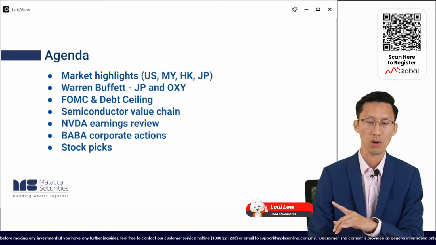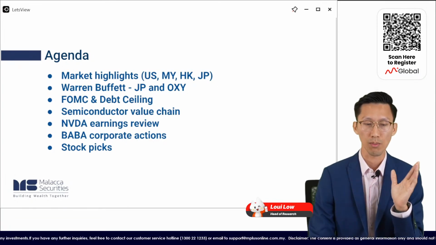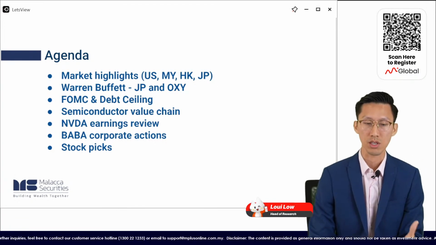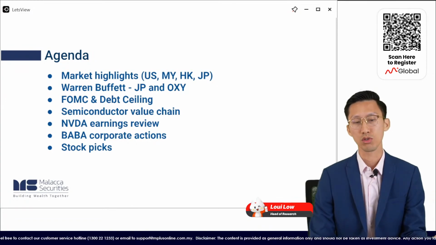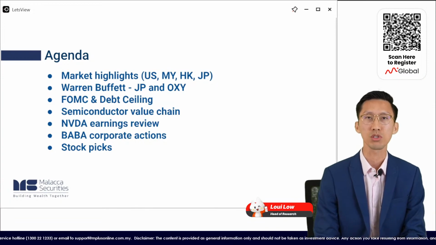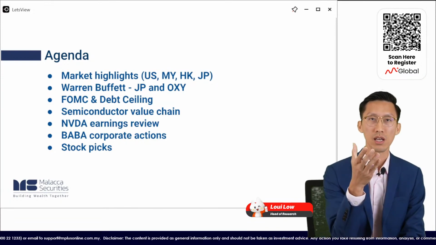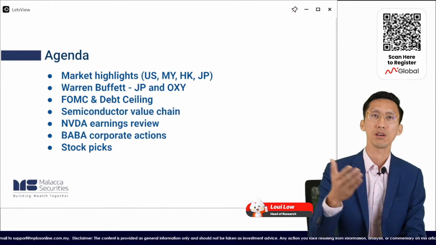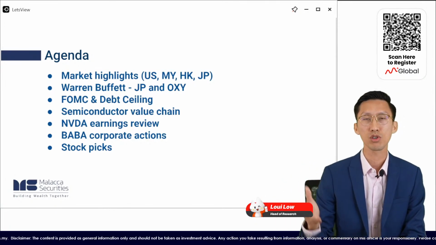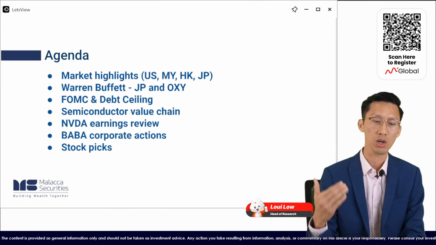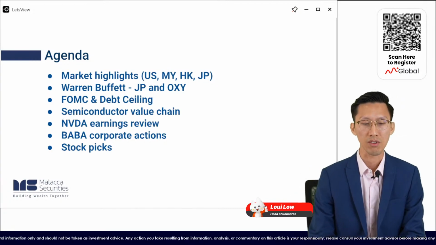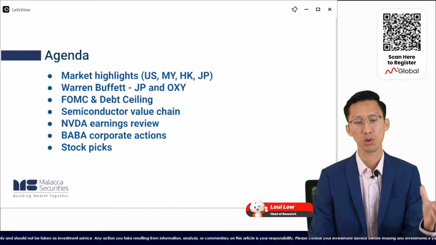We also want to talk about Oxy later on. We also want to mention the FOMC meeting minutes and also the debt ceiling, and what sort of anticipation there is. And we go down into the semiconductor value chain. We just briefly talk about the value chain to see that right now Nvidia is at this portion here. Will it translate to more earnings for the middle value chain or even the downstream players? That is what we want to put out as some thoughts to the investors. Then we go into Nvidia, then we go into BABA.